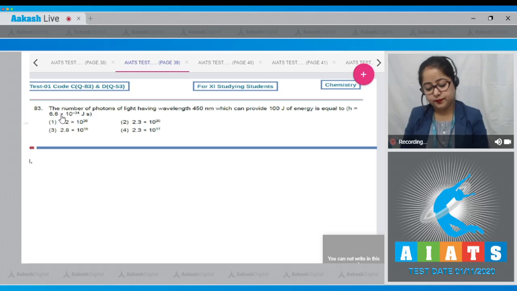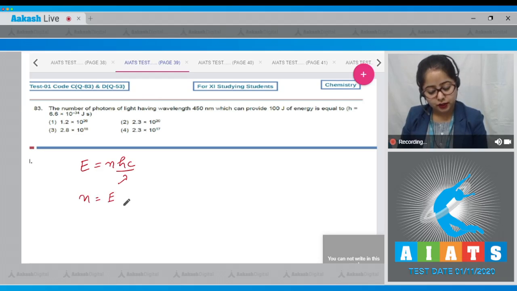Let's read the question. The number of photons of light having wavelength 450 nanometer, which can provide 100 joule of energy, is equal to. Here also the value of h is given. This is a very easy question. We all know that energy is equal to n hc by lambda. We have to calculate n, that is the number of photons. So n is equal to energy into lambda upon h into c.